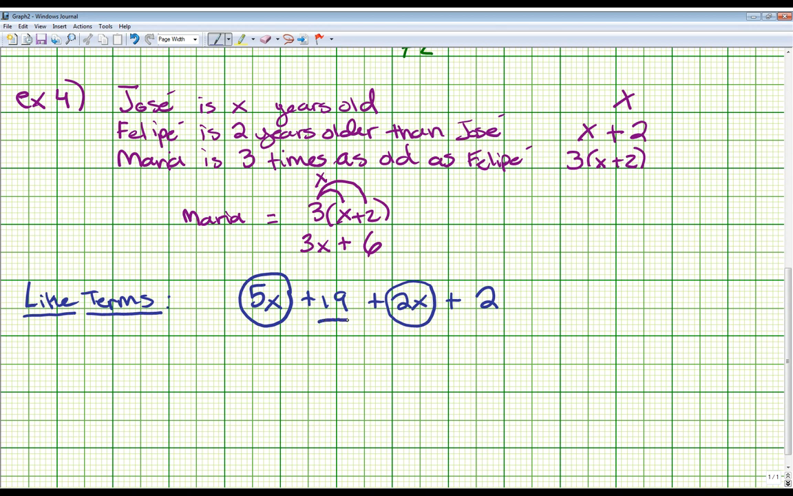And if we look at the numbers 19 and 2, those are also like terms because they both do not have any variables on them. So I could combine those two because they are like terms. So like terms, they look alike, and they have the same variables.